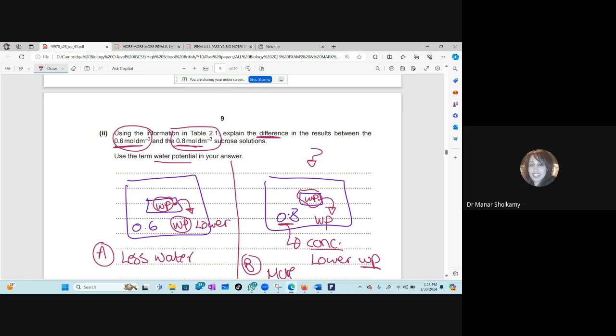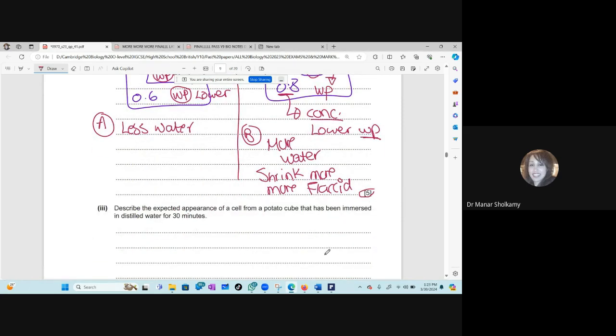So you will say that this showed flaccid and this showed also plasmolysis. They're the same thing. What's the difference? You have to find the difference. Which one lost more water, the 0.6 or the 0.8? The 0.8, because it was more concentrated. Okay, because you want the 5 marks.